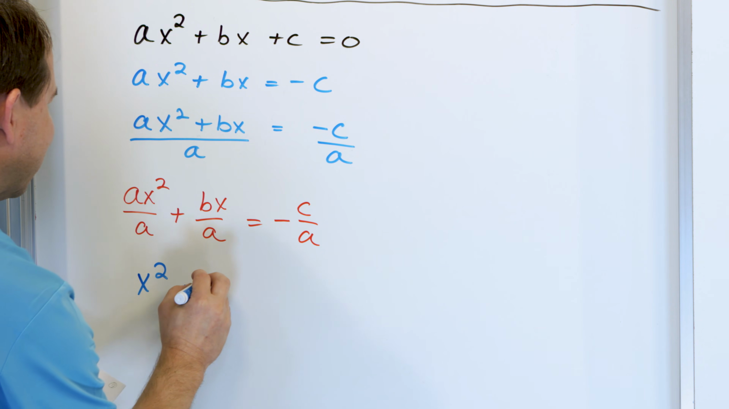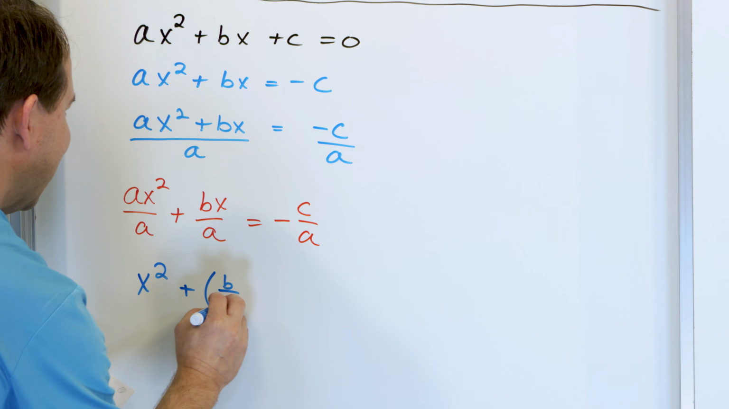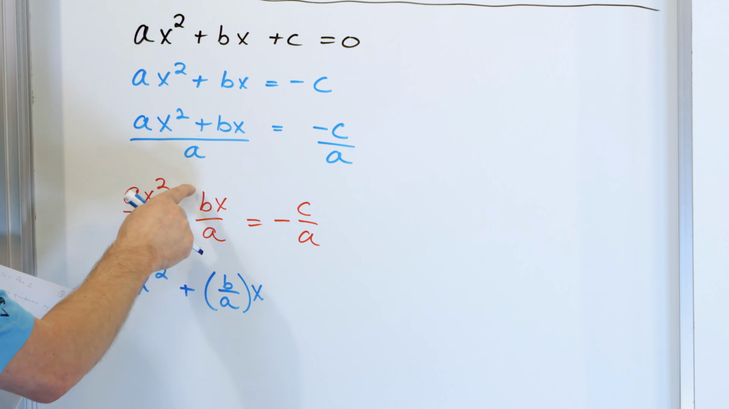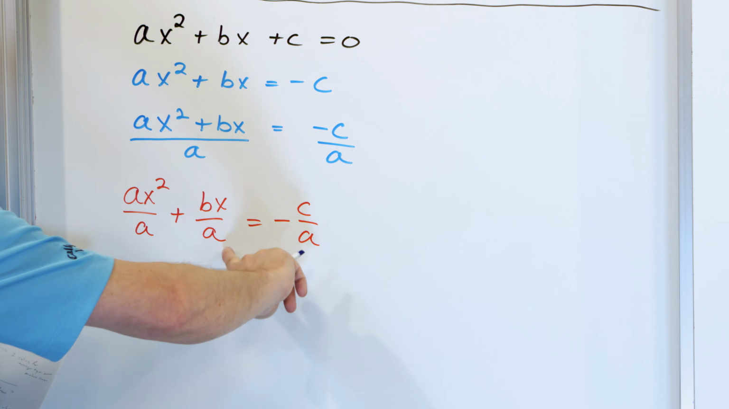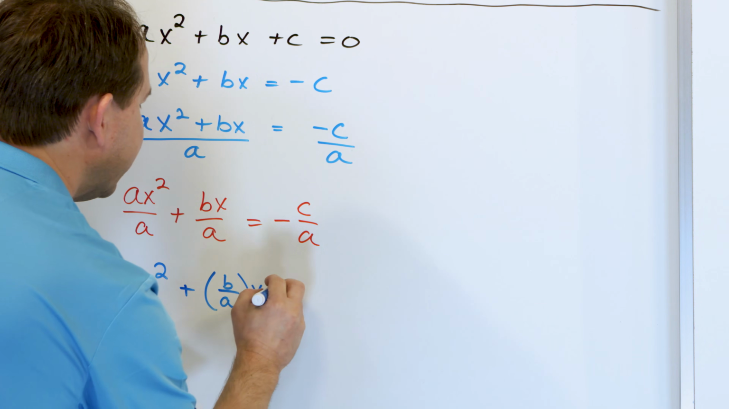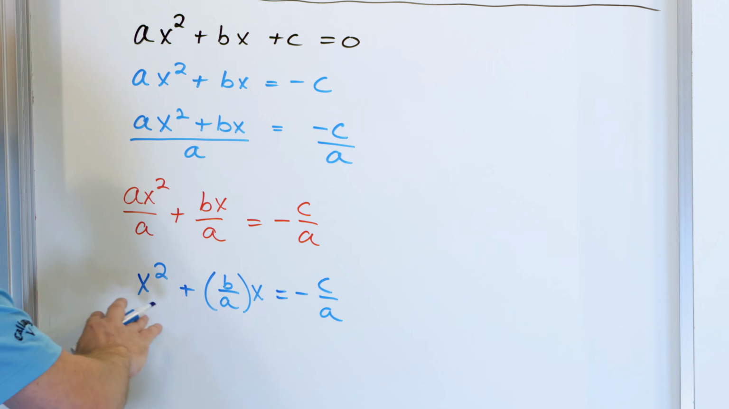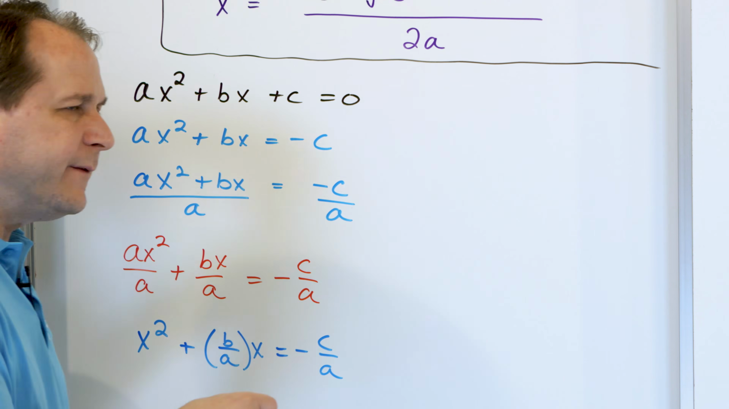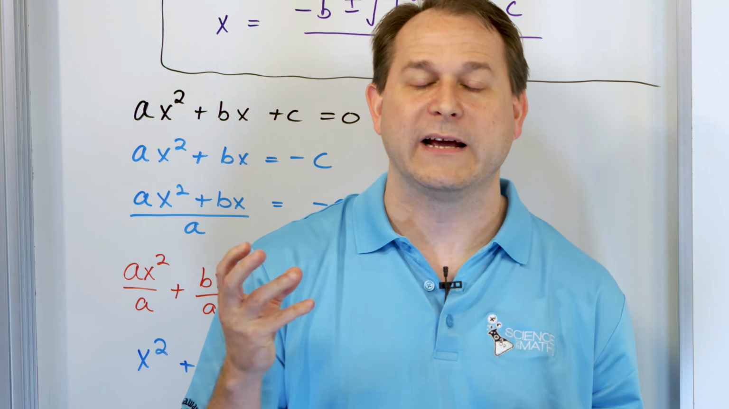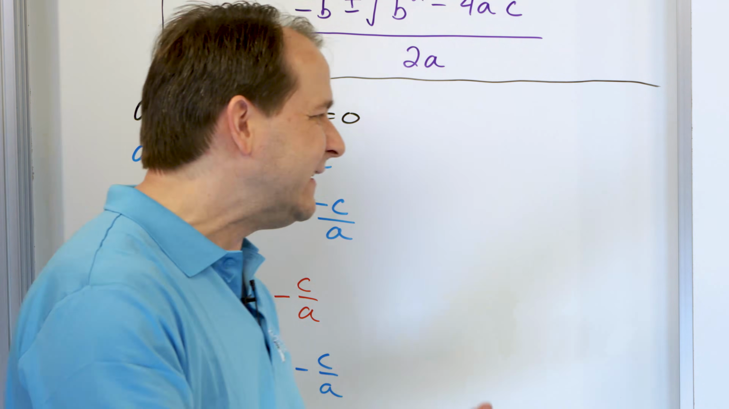So I'm going to write it as b over a times x. It's just the coefficient of x, for lack of a better word, is the fraction b over a. And on the right-hand side is negative c over a. Now, I'm not going to lie to you, this is an ugly looking equation, but it is no different than any of the other equations we've done by completing the square. You notice we've done exactly the same steps.